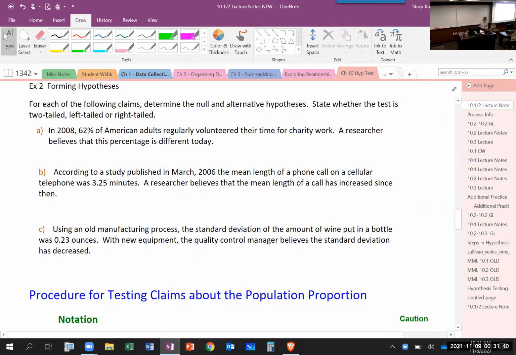So let's just talk for a minute about how you would go about forming hypotheses, and we'll do it symbolically first. How would you go about forming hypotheses in these 3 examples that you have on your paper? In other words, we're going to write the null and the alternative. In 2008, 62% of American adults regularly volunteered their time for charity work. A researcher believes that this percentage is different today.